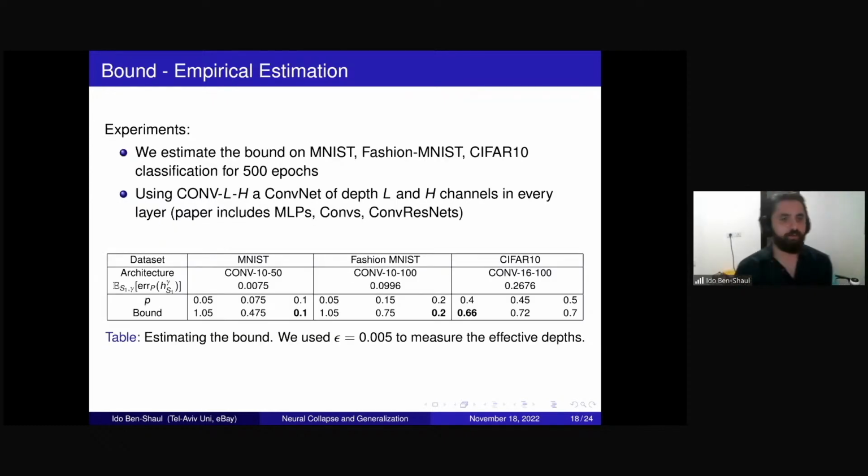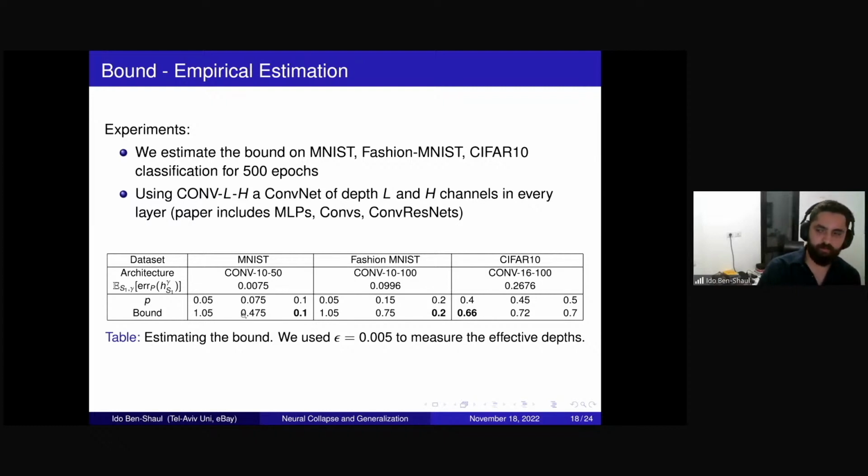Cool. So we have initial experiments with this bound. So we actually estimate it. We do it for MNIST, Fashion MNIST, and CIFAR10. And here I show for convolutional neural networks of depth L and 8 channels. So we actually have more examples in the paper. And for each one of these architectures, this is the actual test error.